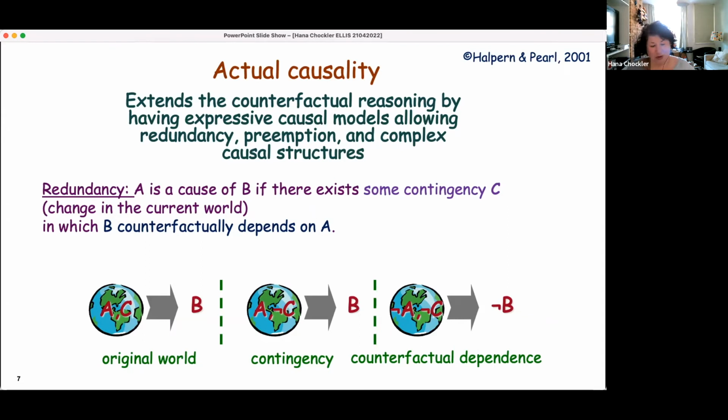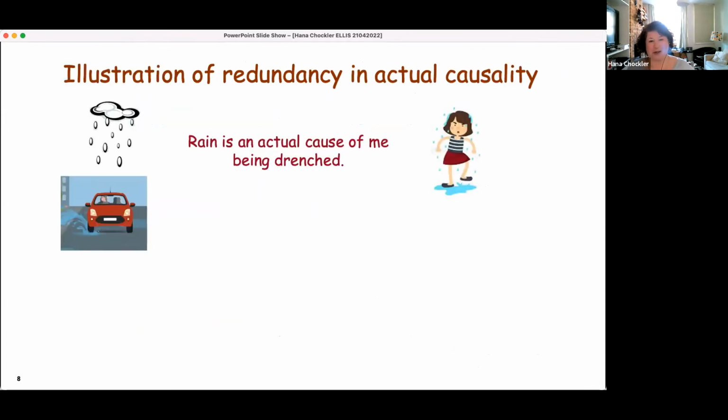And let me show you how it works on the example of the car and the rain. So remember, the story was that it was raining and a car splashed on me from a puddle. So I am wet, but for 2 reasons. So there is a redundancy, even though one would have been sufficient. Now let's see how it works in actual causality. So contingency in this case: if we want to say that rain is a cause of me being drenched, then the contingency is the car. So we switch the car off. The car in this modified world doesn't drive past me and doesn't splash on me.